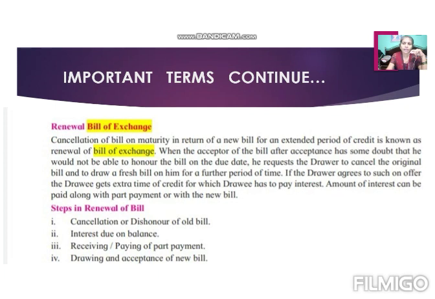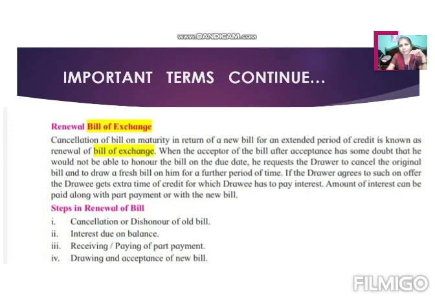So again the drawer has to wait for 1 month, and for that the drawer charges some rate of interest, and the drawee has to pay the interest to the drawer because the drawer is waiting for the amount. The amount which the drawee pays to the drawer is known as part payment, because from the full amount of the bill, part of the amount is paid by the drawee to the drawer. So that part of the amount is known as part payment.